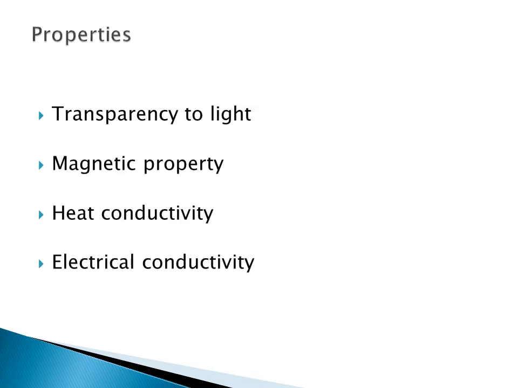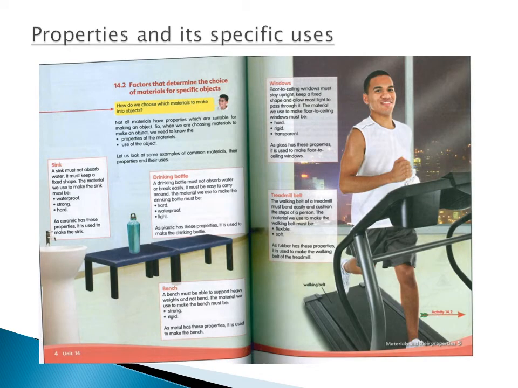So far in this lesson, we looked at 4 properties of materials. First, transparency to light, magnetic property, heat conductivity, electrical conductivity. These are the 4 properties that we looked at in today's lesson. Now in the next slide, we'll look at a picture and we'll see how materials with different properties have specific purposes, and why and how the materials are used according to their strengths.